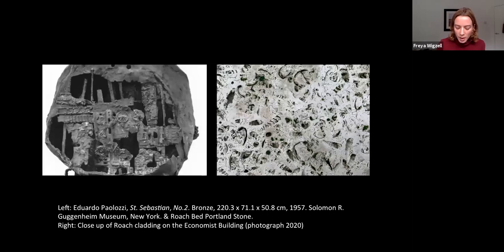I think it's possible to make an analogy between Paolozzi's figures and their textures and the roach on the Economist building, insofar as we can read the roach as a protective casing, but one unlike Paolozzi's necrotic crust, which was made through a man-made method and through the accumulation of man-made cast-offs. The roach is of course made through natural forces and through the buildup of natural cast-offs.